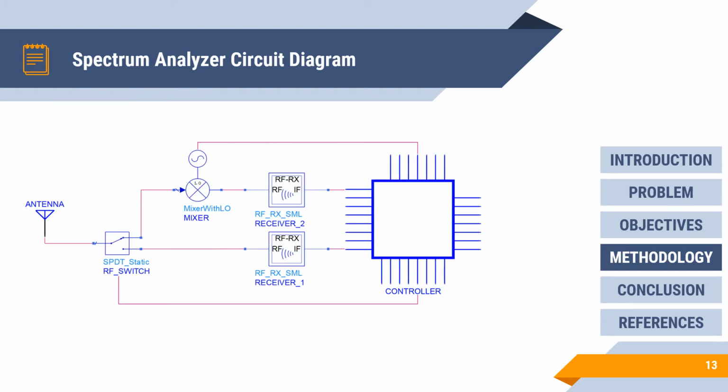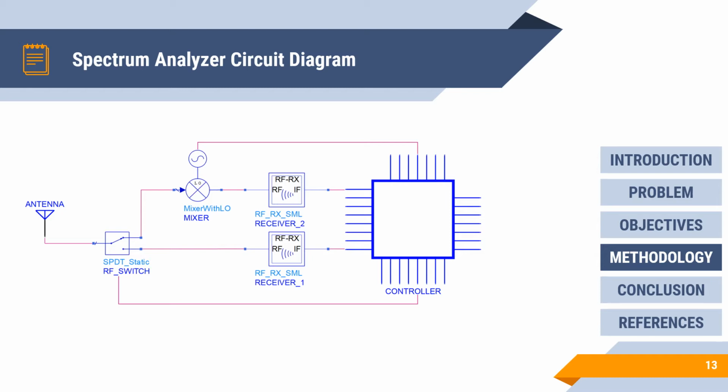This section will explain the circuit diagram of the proposed device. The device consists of an antenna, an RF switch, a mixer, two receivers, and a controller. The input signal that ranges from 240 MHz to 4000 MHz will enter the SMA connector that will serve as the antenna. It will then pass through an SPDT, or single-pole double-throw, RF switch that will trigger a certain state depending on the frequency of the input signal.